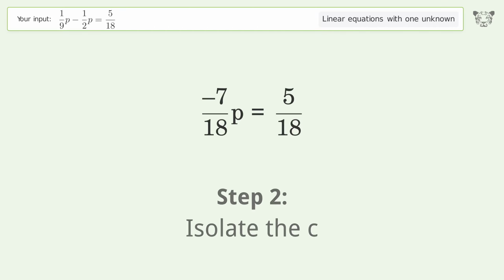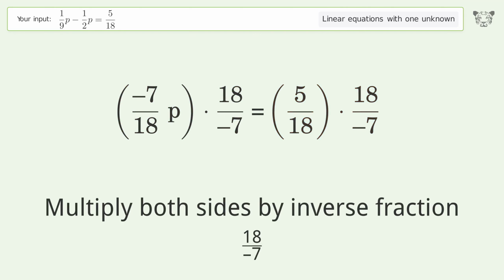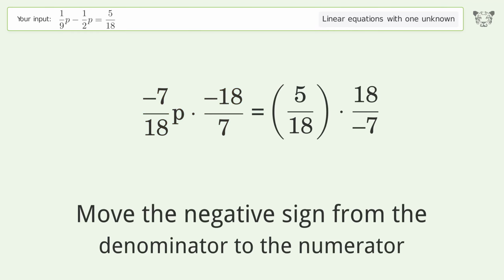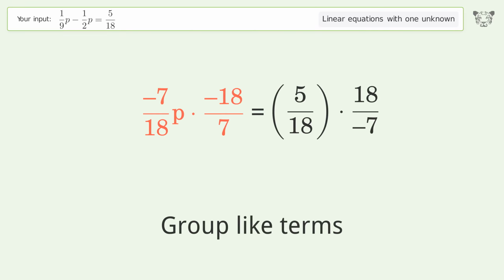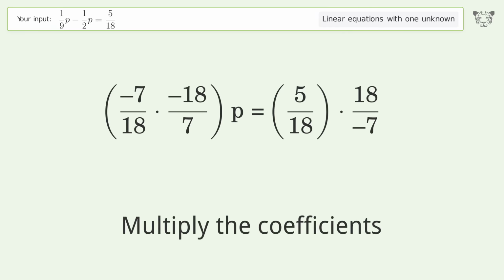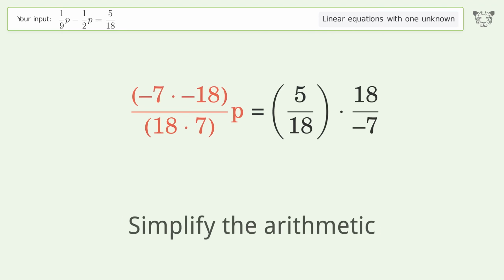Isolate the c. Multiply both sides by inverse fraction 18/7. Move the negative sign from the denominator to the numerator. Group like terms. Multiply the coefficients. Simplify the arithmetic.